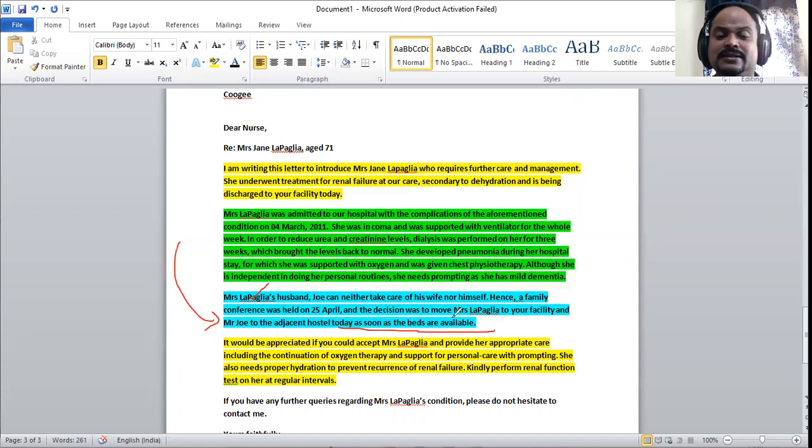In case not, it is said the beds are not available till 28th of April. So whenever you get the bed, that time we will be discharging these patients. One is Mrs. Lapaglia, who is coming to Baronia nursing home as the beds are available there. Mr. Joe is moving to the adjacent hostel. So that also has been done today.